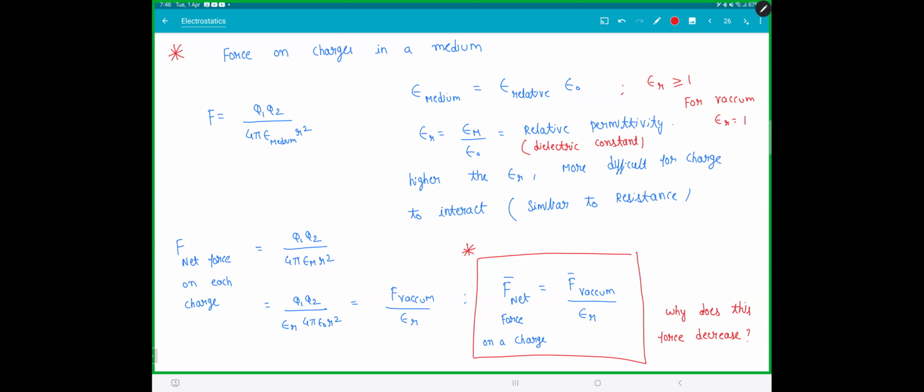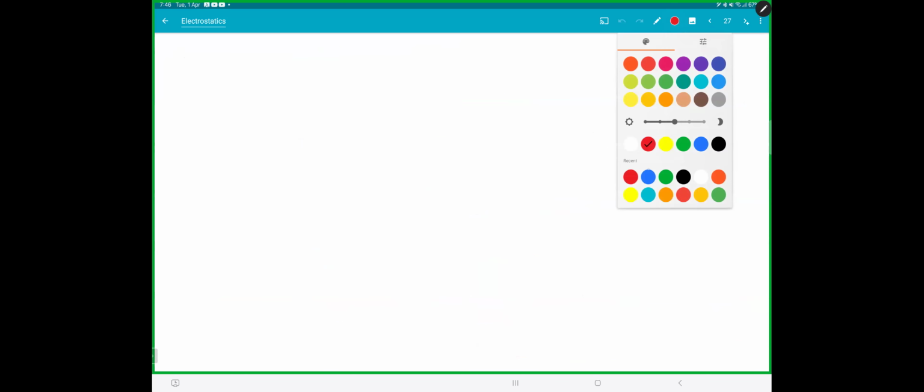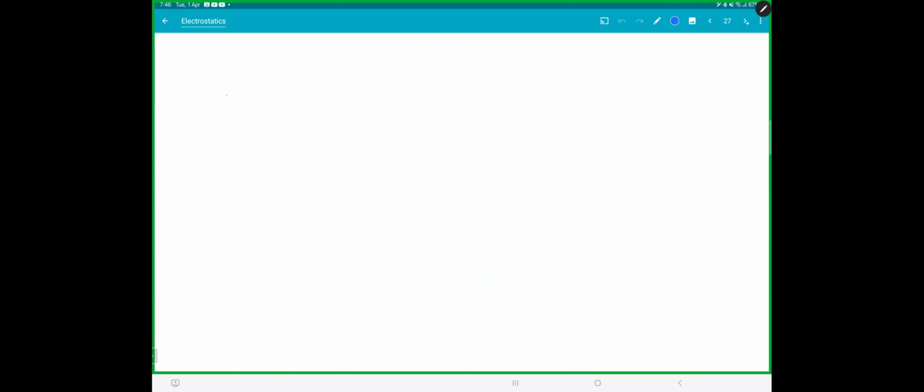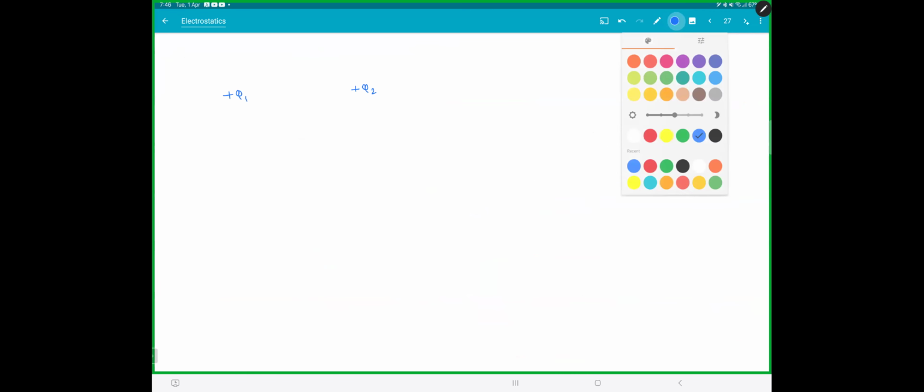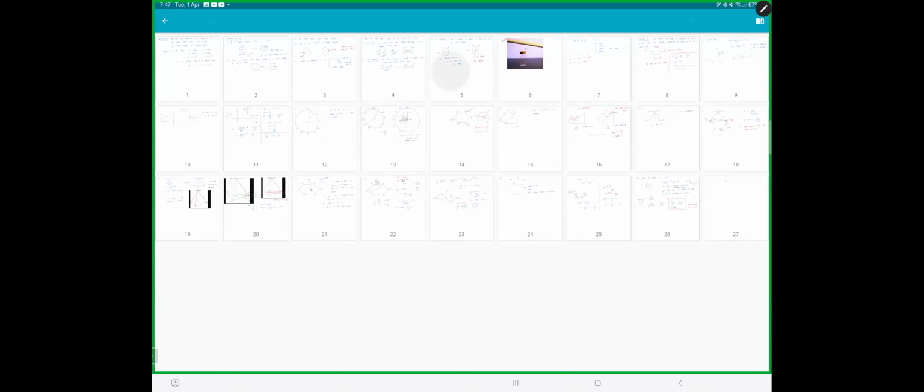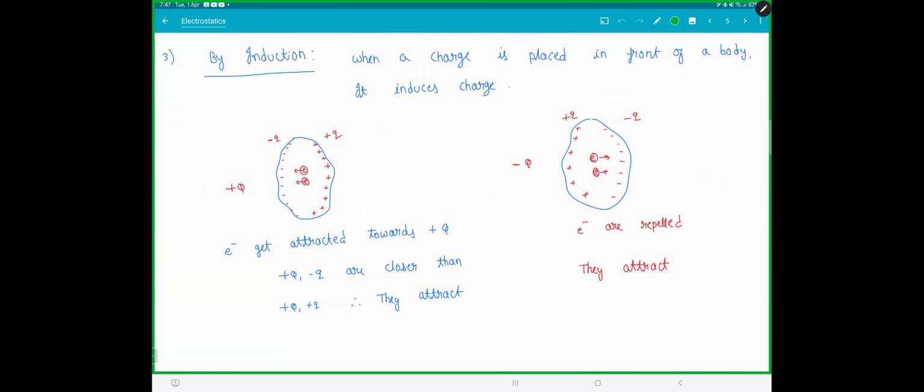Let's see why the force decreases now. This thing you should know. Why does the force decrease? Say I take two charges, Q1 and Q2, which we studied today. If you put a medium, or if you put a body in front of a charge, what happens? You induce charge, isn't it?